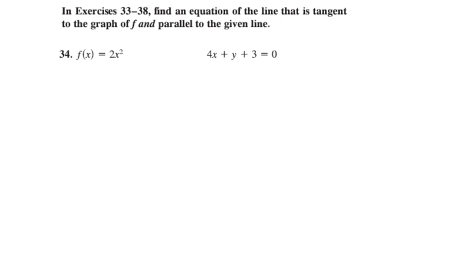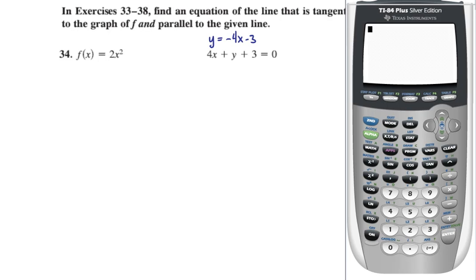2x squared is no problem, but 4x plus y plus 3, we'll have to solve that for y to enter that into the calculator. But that's not too difficult. In this case, it's y equals negative 4x minus 3. Okay, then to see what it is that we're looking for here, I'm going to graph both of those functions. Go into y equals, have 2x squared, and y equals negative 4x minus 3, and zoom option 6, standard, and I'll take a look at those.